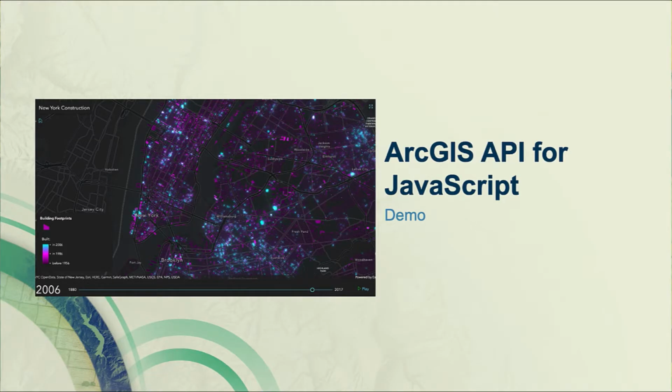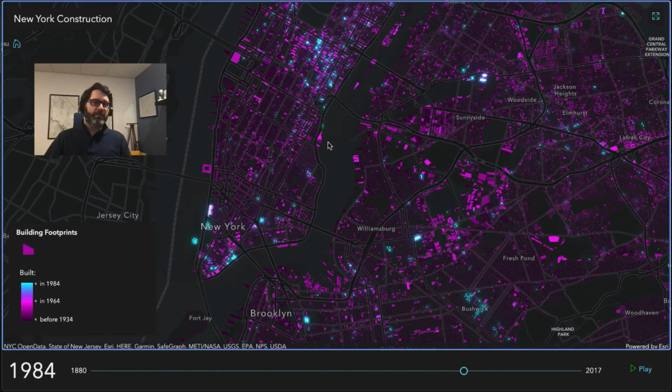Let's now take a look at a few examples for the ArcGIS API for JavaScript. This sample visualizes the construction areas of more than 1 million buildings in New York City using a simple slider control. The slider allows the user to explore building construction relative to a specified year.